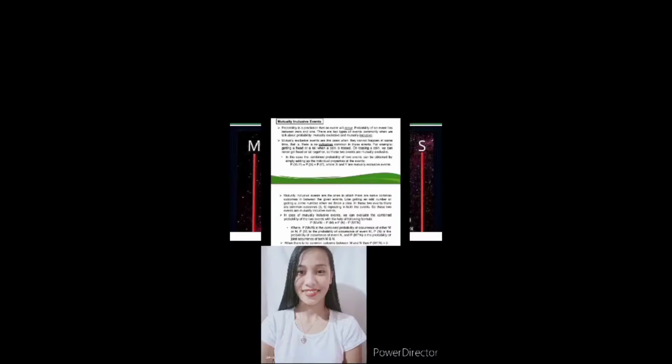Next, mutually inclusive events are the ones in which there are some common outcomes between the given events. So when we talk about mutually inclusive events, there are some common outcomes. Like getting an odd number or getting a prime number when we throw a dice. In these 2 events, there are common outcomes 3 and 5 repeating in both events.